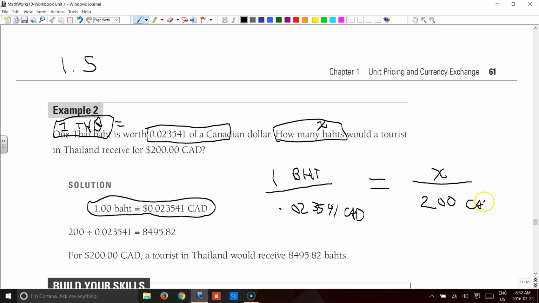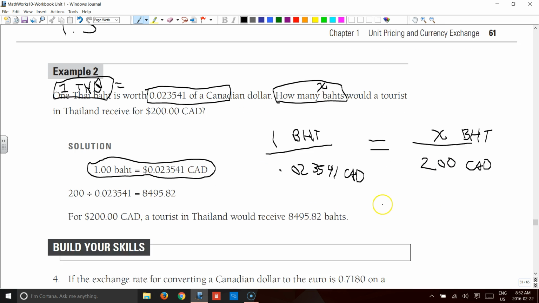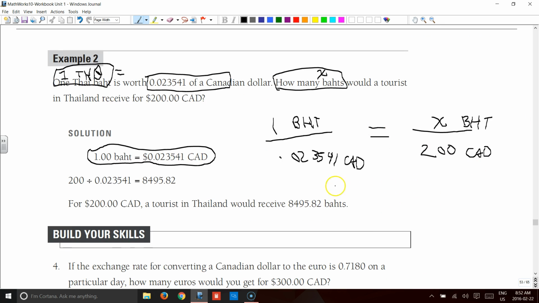There's 200 Canadian. Now, do you have to write the units? You do not have to write the units when you get good at this. As long as you're paying attention to what it is that you're placing on top and bottom and you're not mixing them up, you'll be fine. Okay? And we've done this before. This is a simple cross multiply and divide. I'm not going to write it because I've got this mouse going here. I'm just going to punch it in.